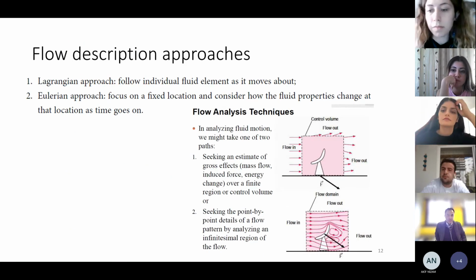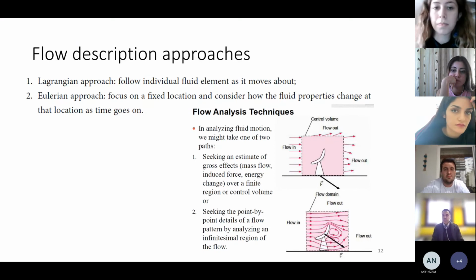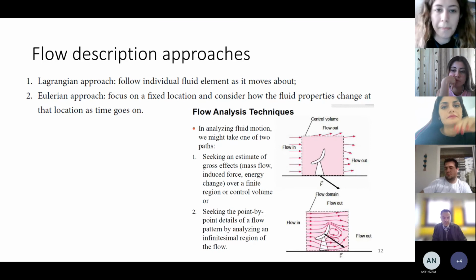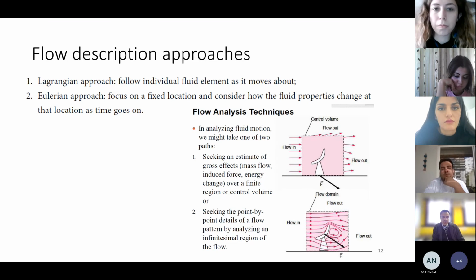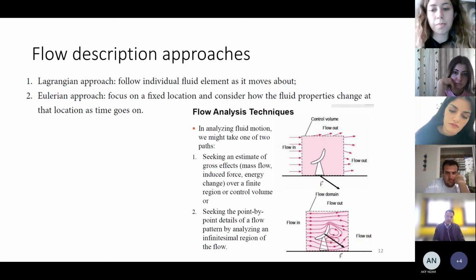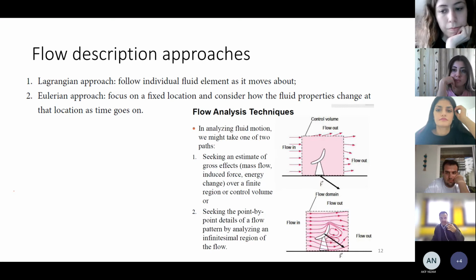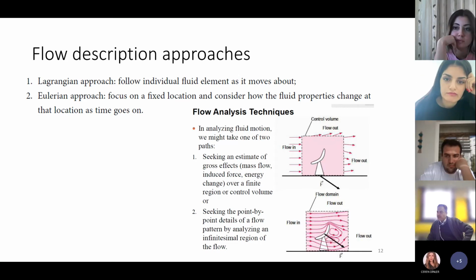Now I'm going to talk about two different points of view we use to solve problems in fluid mechanics. One is the Lagrangian approach, the second is the Eulerian approach. To solve any problem, we can approach it in two different ways. For example, here we have an object, assume a radar. It looks like a radar, and we have airflow around the radar, and this is the flow direction.